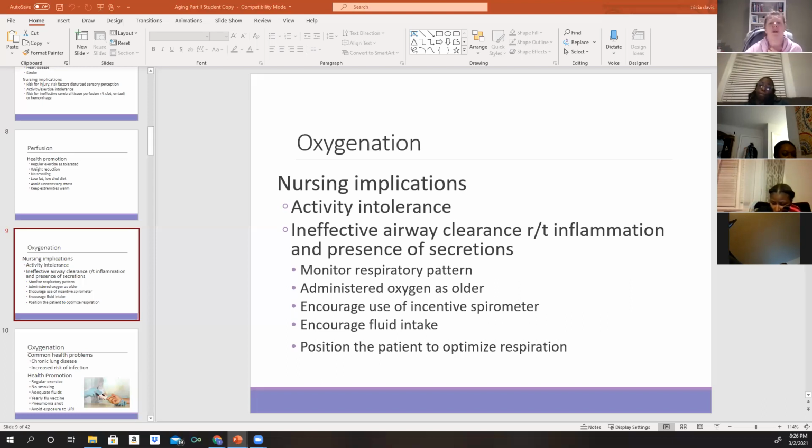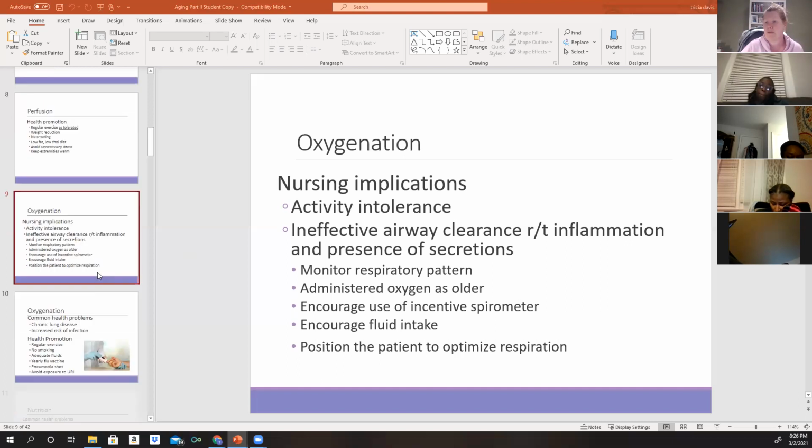And then we want to make sure we're positioning our patients to optimize proper respiration. So we want to keep their head of the bed up, or we want to get them out of that bed and into that chair so that they're sitting straight up, so that their lungs are expanded and they can get as much air in as possible.